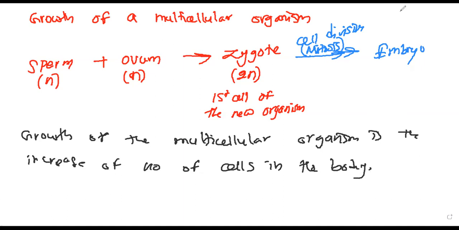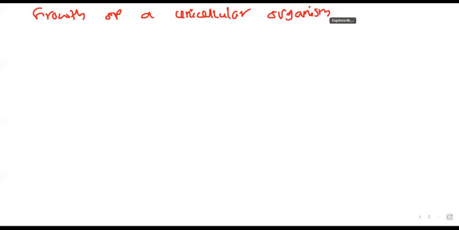So then here we come to understand what is the growth of a unicellular organism, right? Now what you have to understand is unicellular organism contain only one cell. It can't increase the number of cells, right? So then it has only one cell.